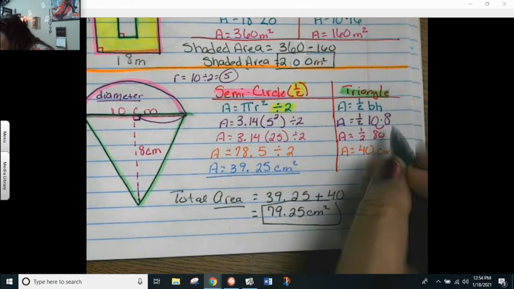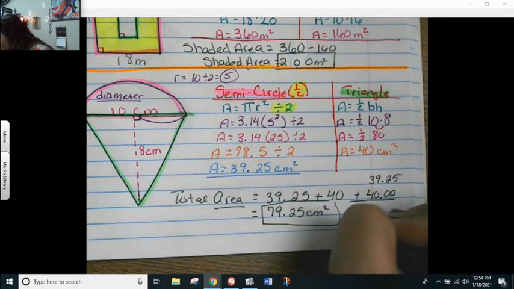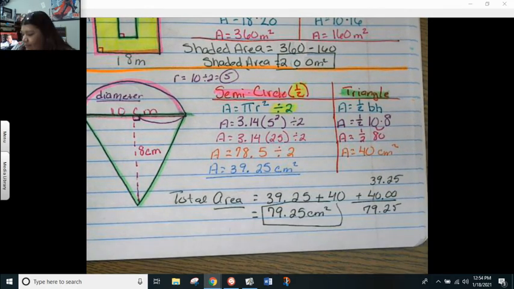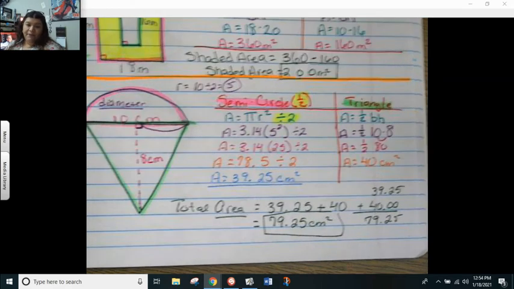Now, how did I get that? I lined up my decimals, 39 and 25 hundredths. 40 is a whole number, so it should be 40.00. And that's how you get 79 and 25 hundredths. Okay, good. So copy that down if you haven't yet.